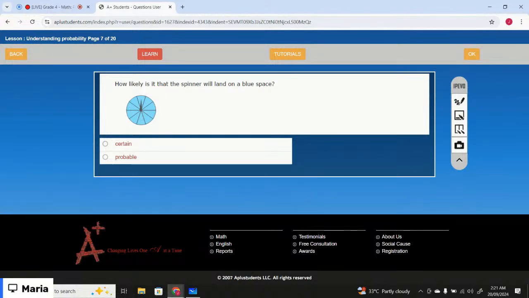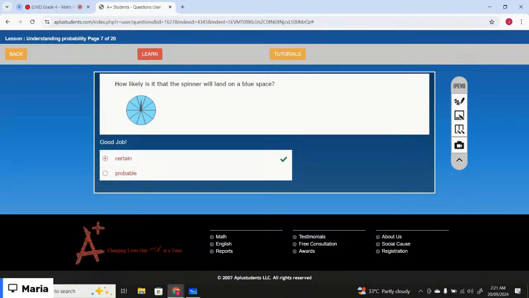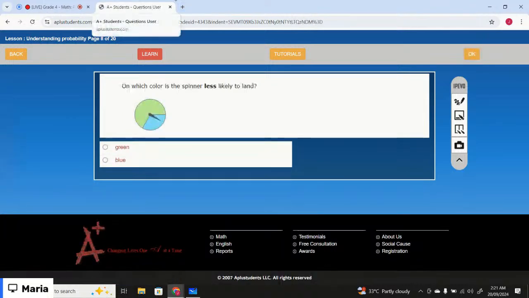How likely is it that the spinner will land on a blue space? Certainly, because the spinner is all blue, so whenever you spin, it will certainly land on blue. Got it? Okay, you can complete the lesson by yourself later today. Let me just move on to the next lesson.